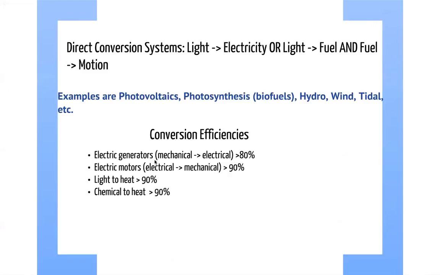So an electric generator, for instance, takes mechanical energy, so this is just the opposite, and creates electrical energy with efficiency of 80%. Of course, efficiency is never 100%. As you will see, there's quite a bit of losses involved, and we are very concerned about these losses, clearly. Electric motors go from electrical to mechanical with efficiency over 90%. Light to heat, sunlight, let's say, for heating is greater than 90%. Chemical to heat, chemical essentially refers to fuels, can have efficiency over 90% as well. So these can be quite high, but of course these are theoretical limits. In actual practice, it's significantly lower than these.